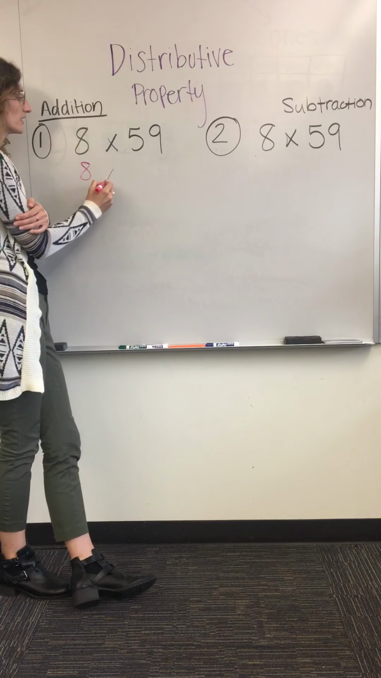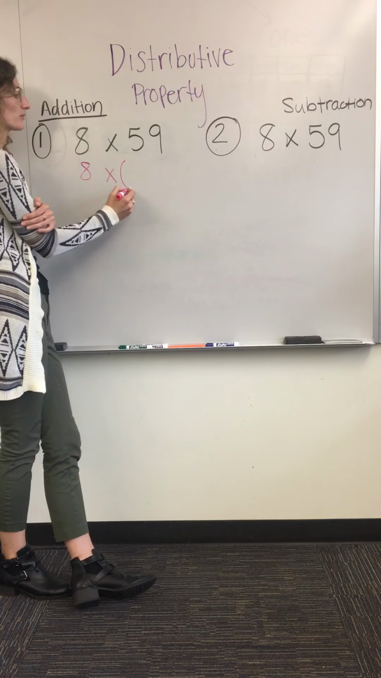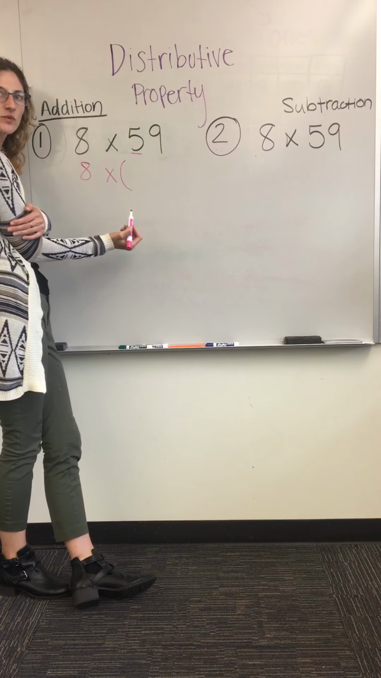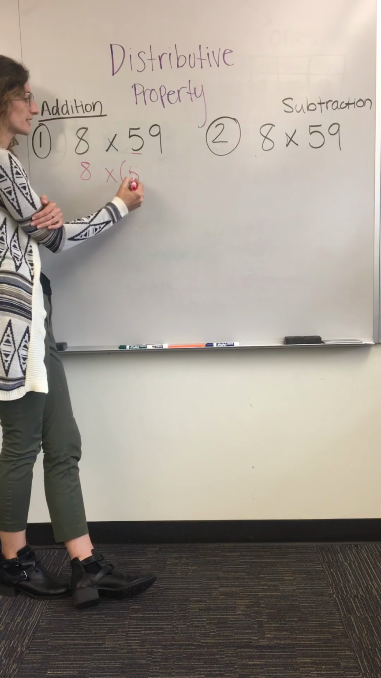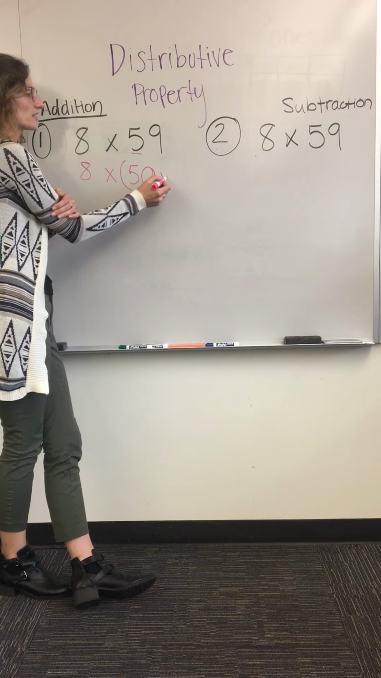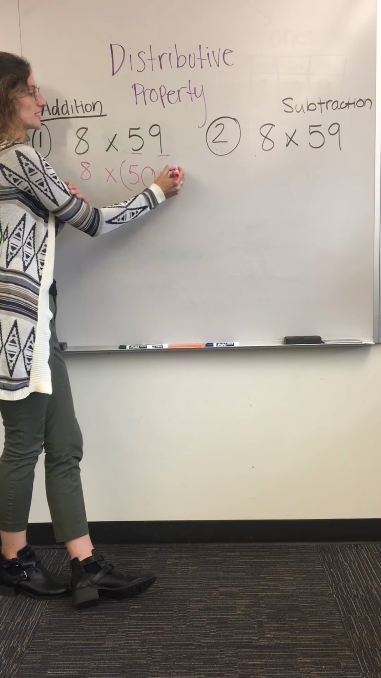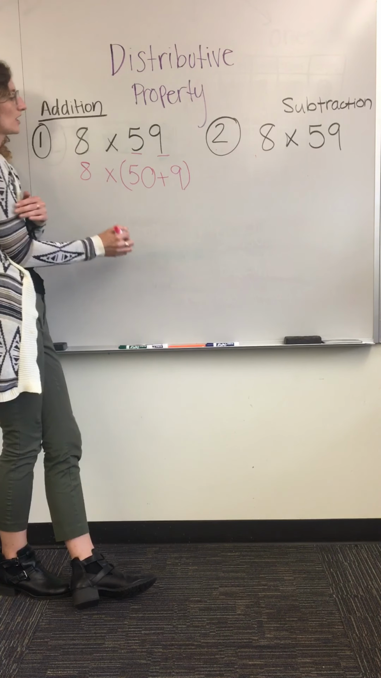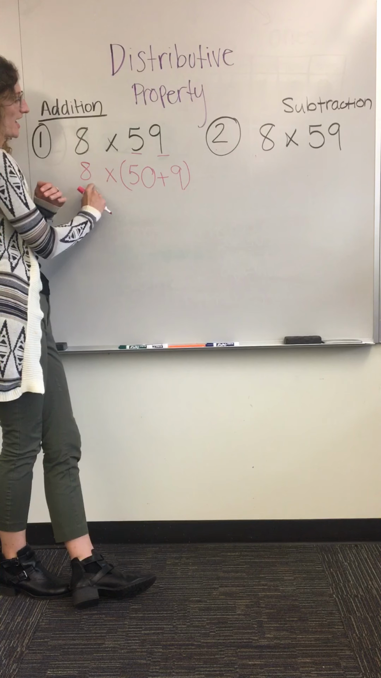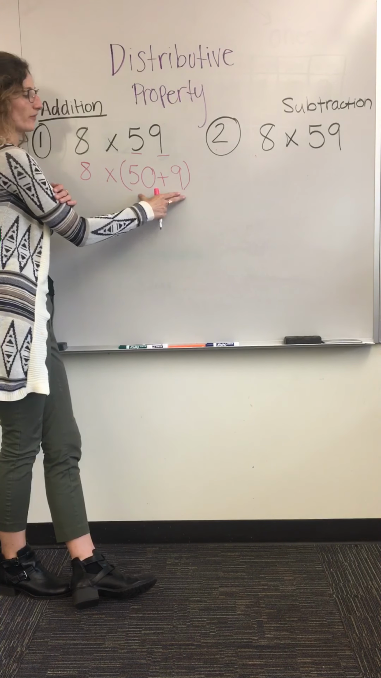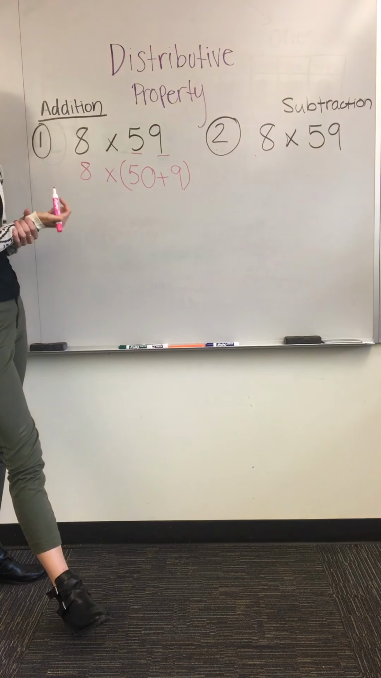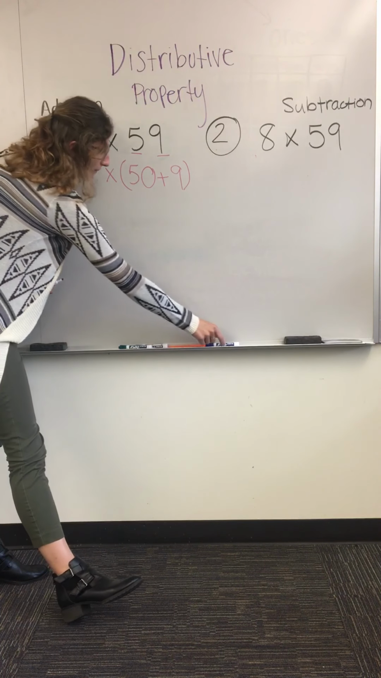So 8 times parenthesis, and I'm going to break this up. In the tens place, we have a 5, which is 50, plus our ones place, which is 9. So 8 times 50 plus 9 is 8 times 59, if we added those together. So now we're going to work with the distributive property.